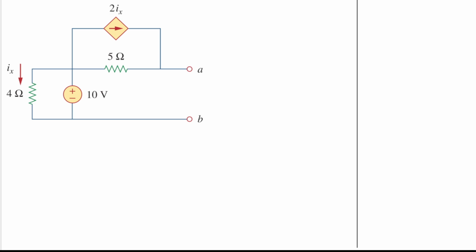Hello, in this video I will explain how to find the Norton equivalent of the circuit given by the problem. We need to find two things. The first is the Norton current, IN. The second step is finding the Norton resistance, RN. Finding RN is a little bit tricky because we have a dependent source, and we will take care of it later. But first, we need to find IN.